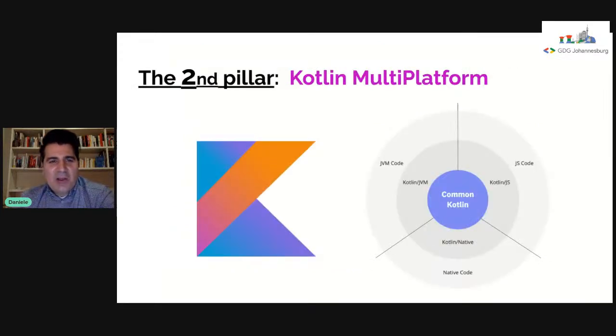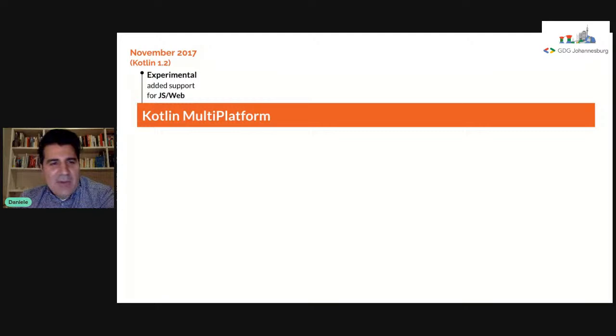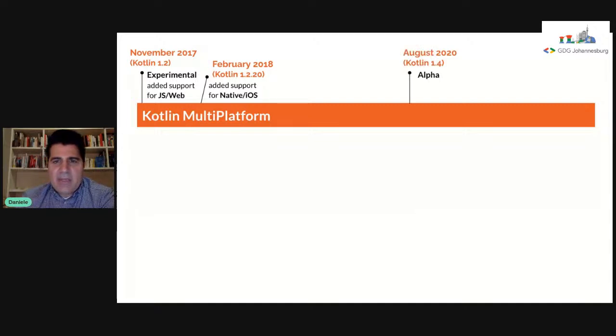Okay, so let's now talk about the second pillar, Kotlin MultiPlatform. And let's give some timeline as well. Kotlin MultiPlatform started experimentally in November 2017. So we are talking about 3.5 years ago, basically. At the beginning, just with JavaScript. Then support for iOS was added in February 2018 with Kotlin 1.2.20. Then it became alpha in August 2020 with Kotlin 1.4.